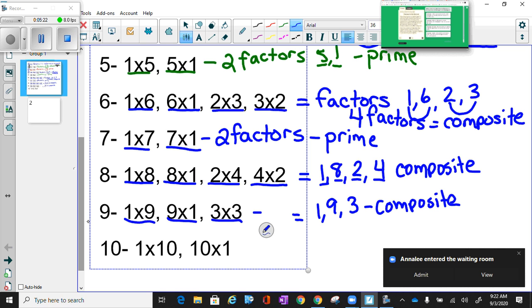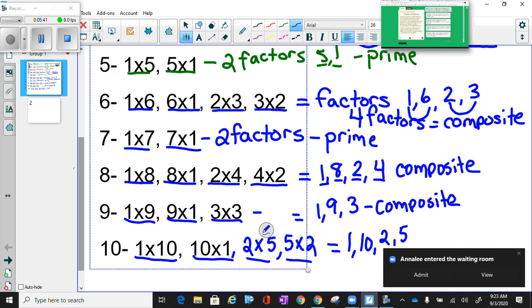And last but not least, oh, and guess what? I left some off of here. The number 10. Let's look at how many factors. 1, 10, 2, and 5. It is 4 factors. So it's also composite.